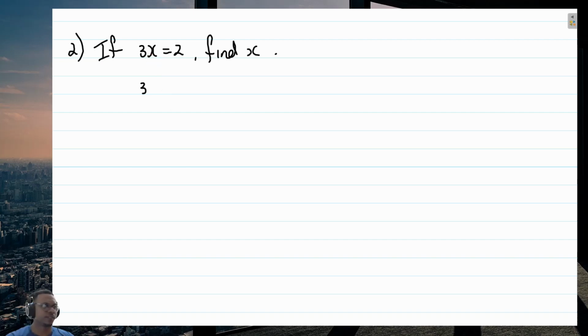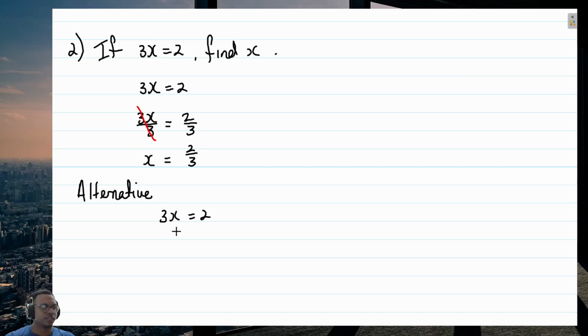So I'll write my question first. 3x is equal to 2. If I use the first method, I'll want to get rid of the 3 on this side. So I'll divide both sides by 3. The 3's will cancel out, and I'll remember x is equal to 2/3.